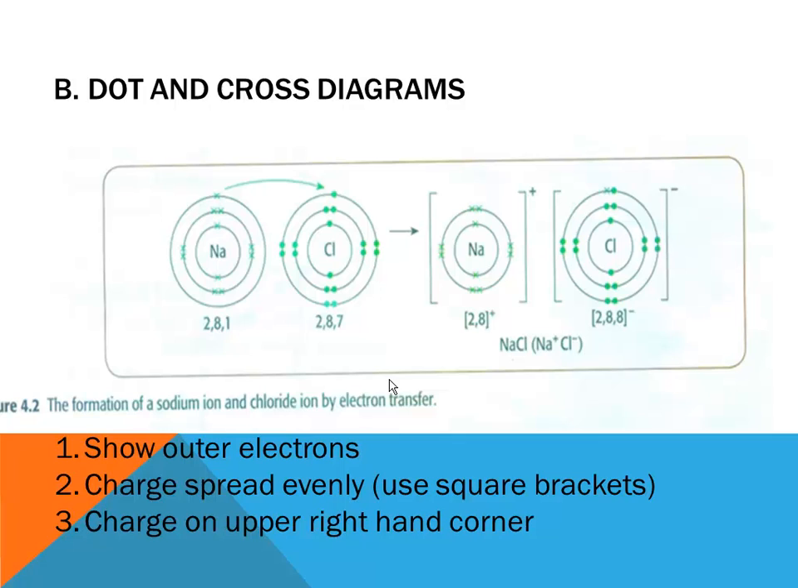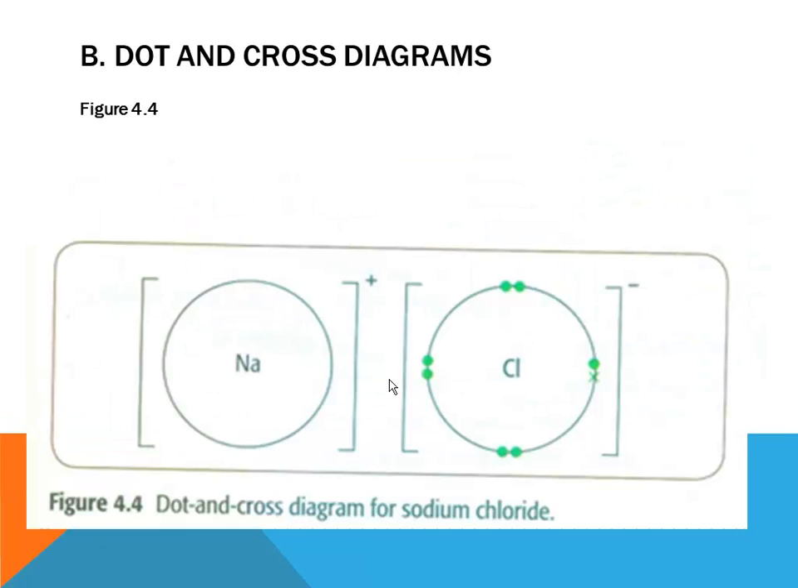So the metal should basically be empty, and use square brackets to show the charge in the upper right hand corner. So for example, you would see sodium chloride like this. Notice sodium is empty, chlorine is full with the extra electron from sodium.